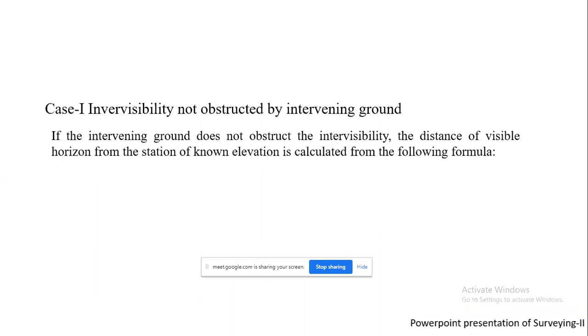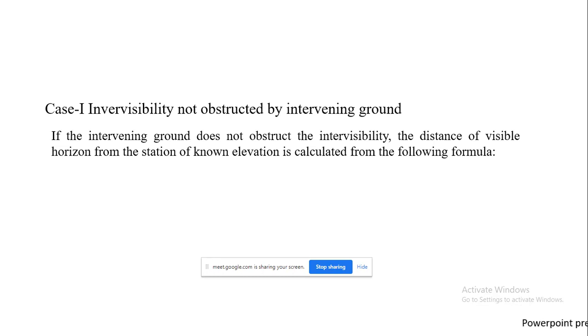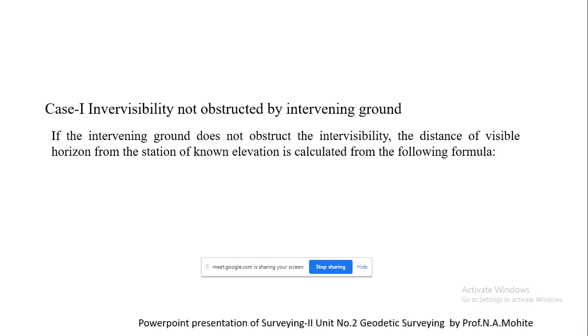Now next we'll see intervisibility. As I told you, visibility from both the points is nothing but intervisibility. There are different cases. The formula we derived for the combined correction of curvature and refraction, the same formula we are going to apply here. You can see here.